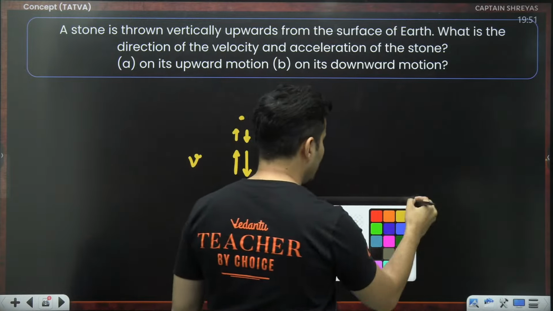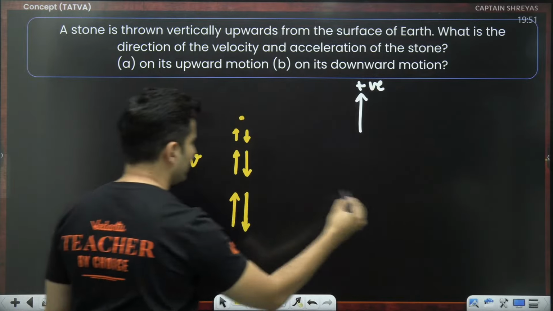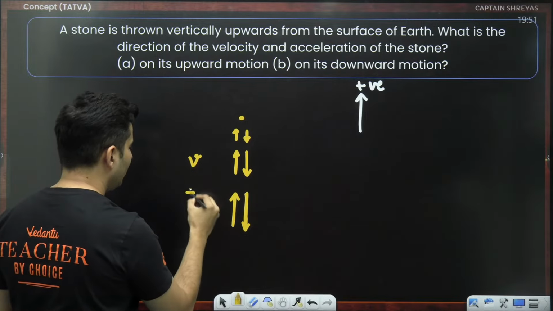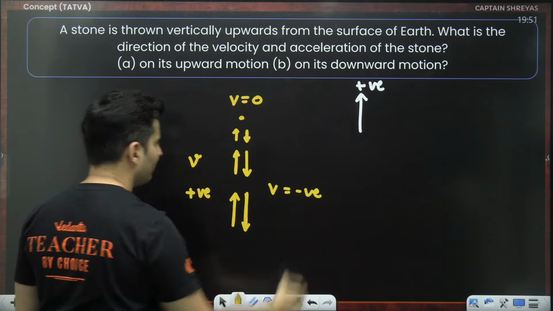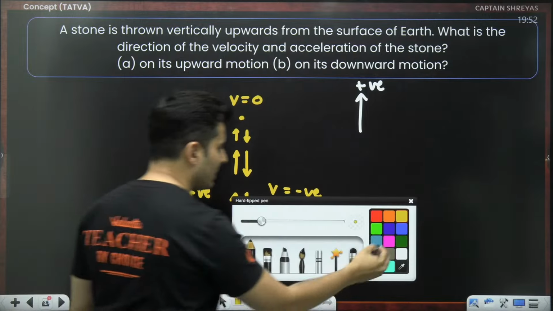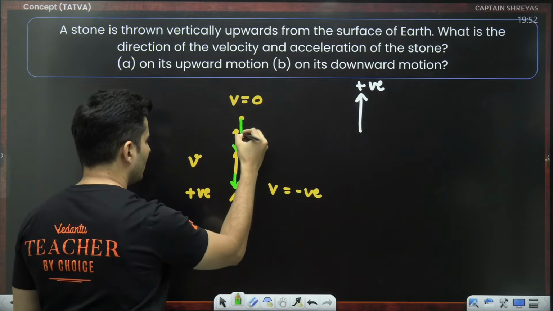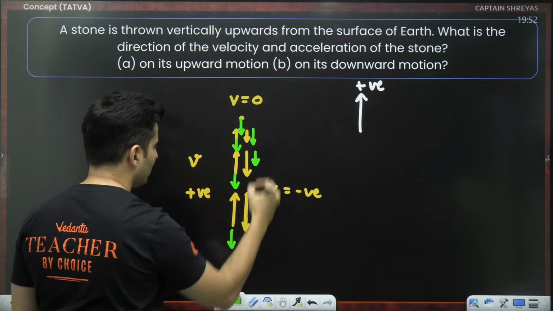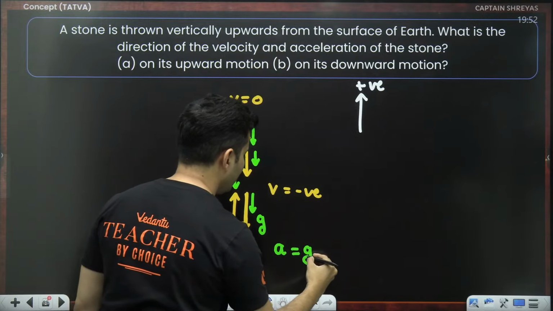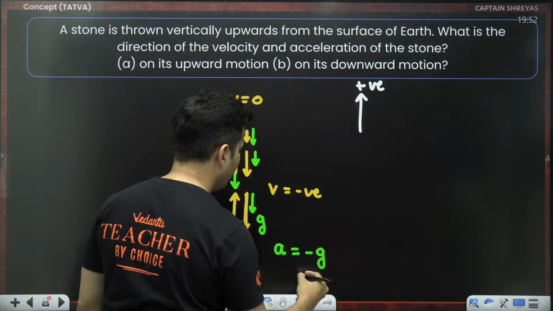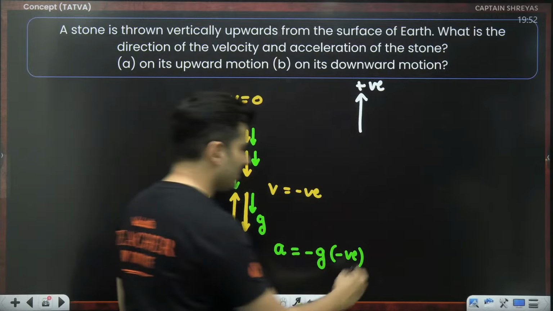So if I choose upwards as positive, firstly, while going up, the velocity will be positive, then obviously velocity is 0, and then velocity is negative. This is how it will look. But acceleration due to gravity was always down, here, here, and here. g was always down, so acceleration due to gravity will actually be minus g. It will be negative because it was always downwards, and in fact it is a constant.